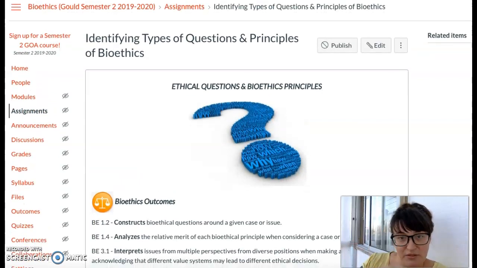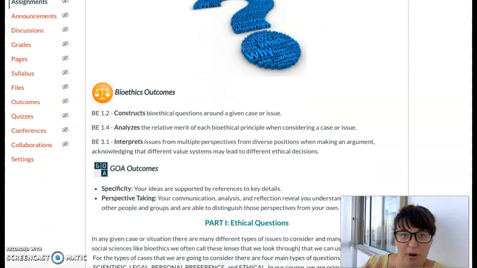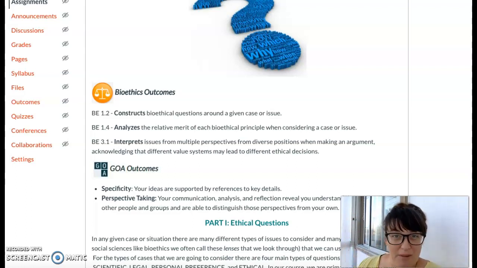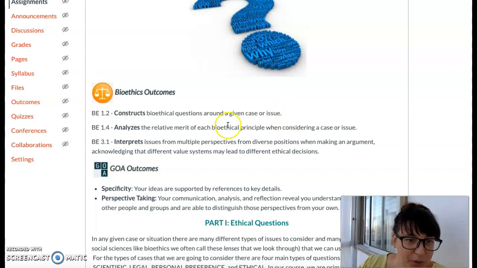So obviously there's a title, the due date and instructions are below, but the first thing we put at the top are the outcomes that we are using. If you remember, competencies are the big-level things. Outcomes are what we're looking for specifically from you in an assignment. What specific pieces of that competency do we want you to achieve there? So for example, I'm just going to look at this first one. It's got a little code, BE 1.2, so bioethics. Competency 1 is the second outcome under that competency, and it says here that you need to construct bioethical questions around a given case or issue.